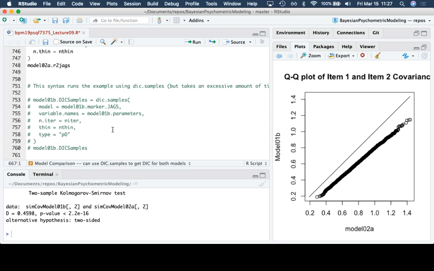In JAGS, there's a DIC samples function. Now you'll note, R2jags automatically gives you the DIC, but the values aren't equivalent, and I can't replicate the R2jags values with the same seed. So I'm not showing that. But this right here will take a long time to run, particularly for the saturated model. But it will give you a value of DIC. And if you had that value of DIC, you could make a direct model comparison between the CFA model we just fit and the saturated model.